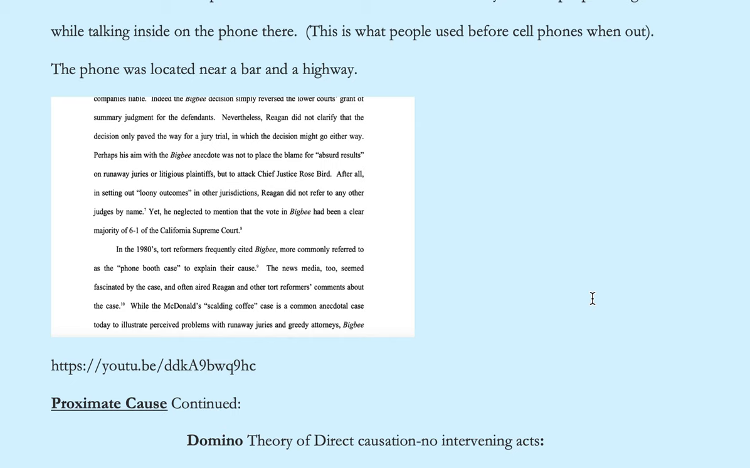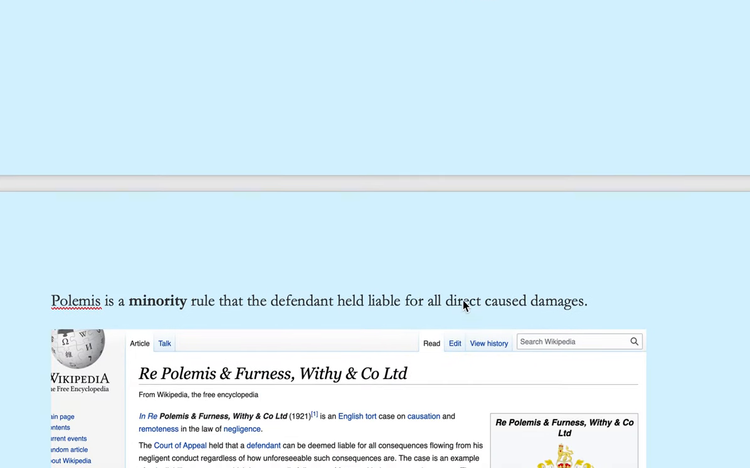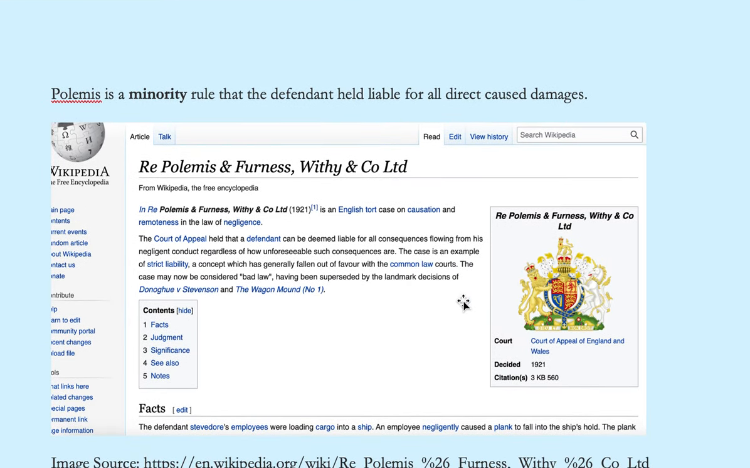But I wanted to go into the proximate cause domino theory a little bit, because there's this direct causation when there's no intervening acts. It just sort of snowballs, if you will. So there's two seminal torts cases that you should know for 1L torts in the USA, and they are cases from the UK or other English-speaking countries, and they're old. Now, there's the Polemis and the Wagon Mound number 1 case. Okay?